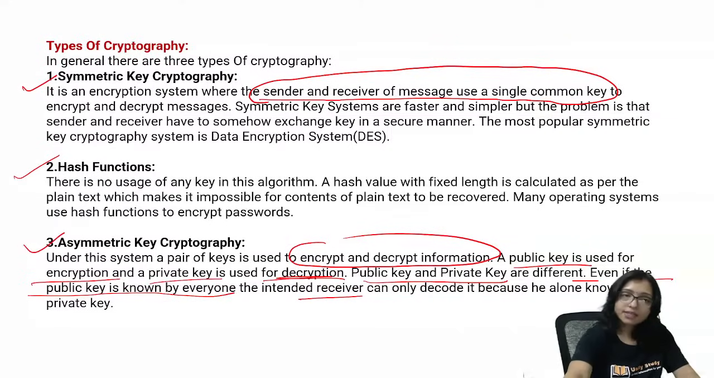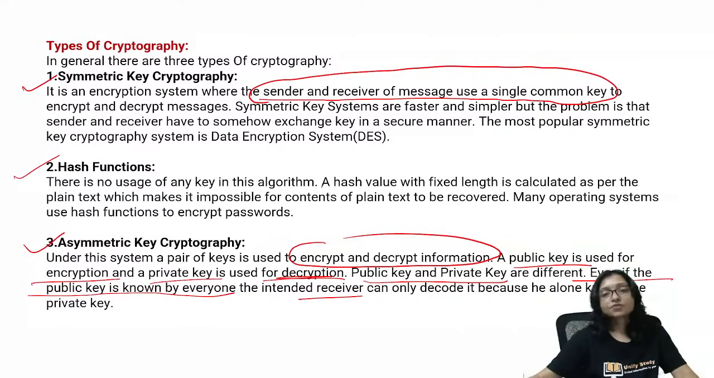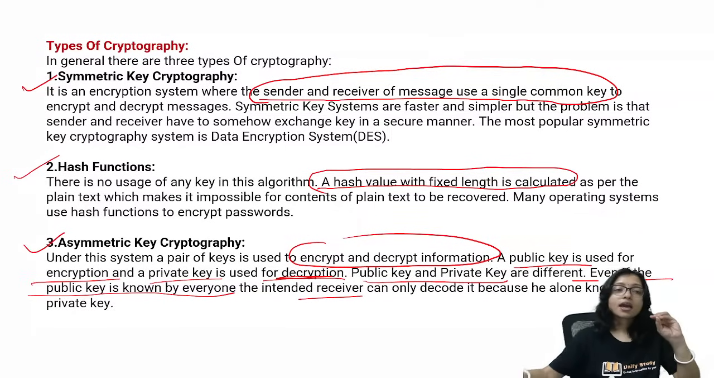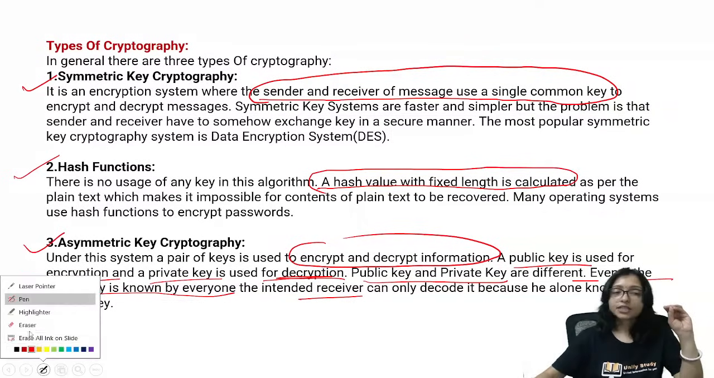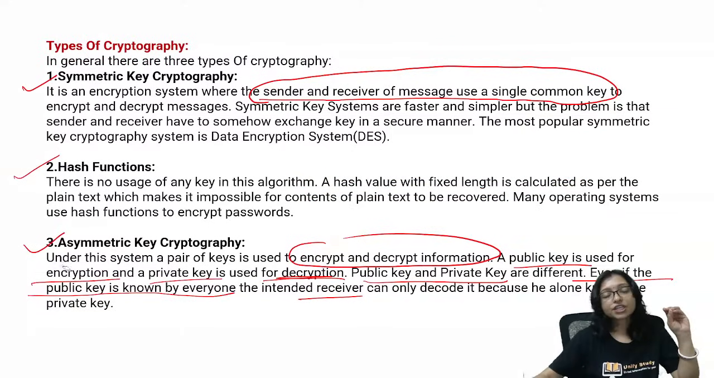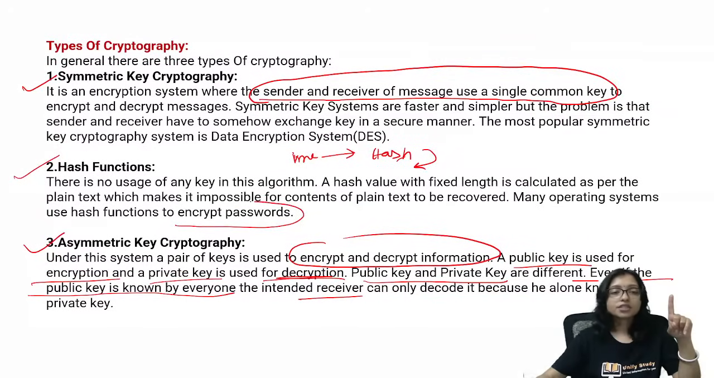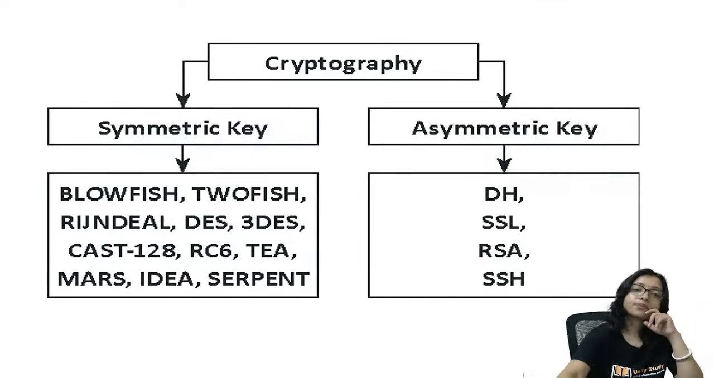Now next one is the hash value. Hash function means it is not the hashing. It will generate a secret code and it is one way. If you give the input, after that the hash value is generated and it cannot be reverted back. And always this type of encryption is used for the password purpose. Okay, these are the different types of encryption technique.